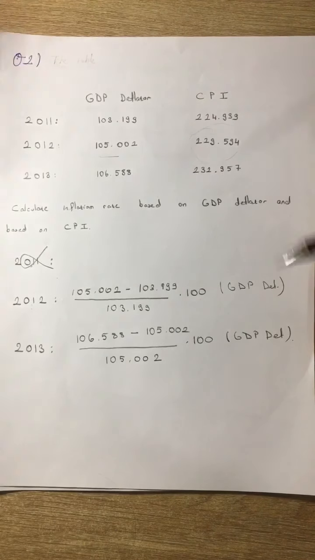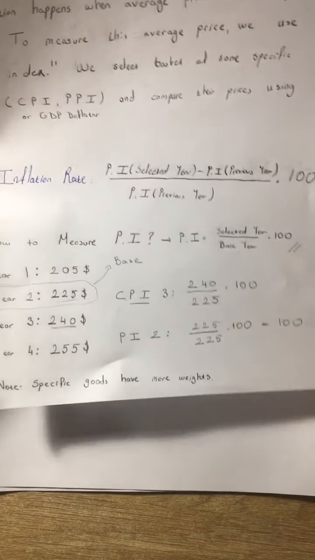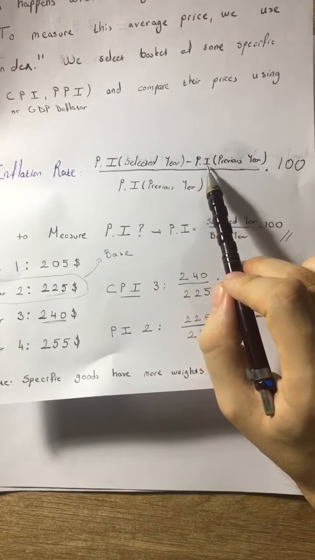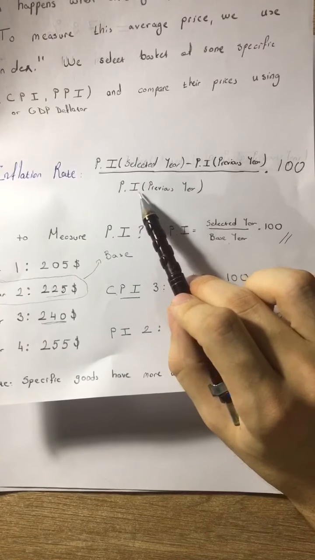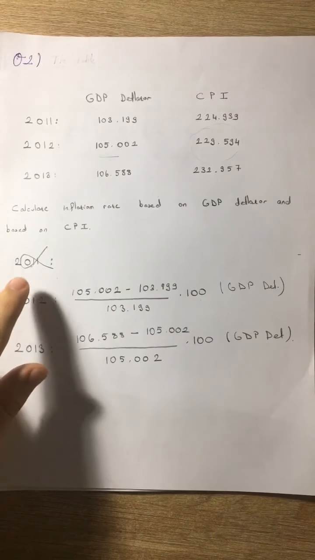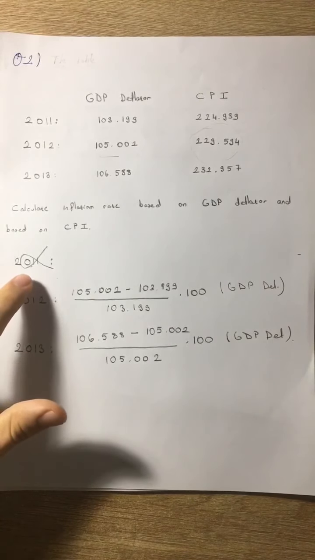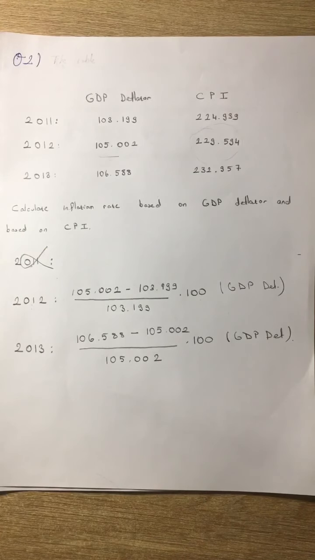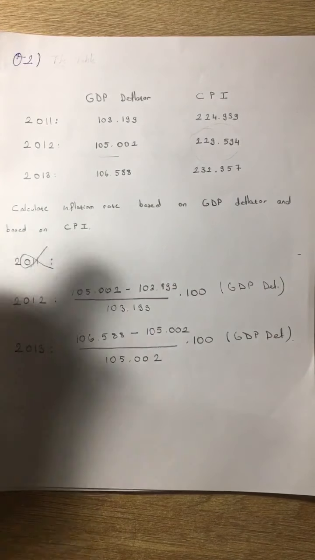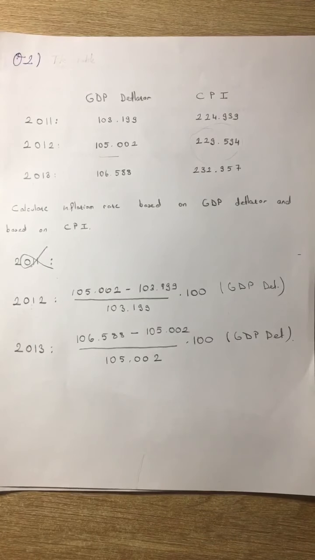Let's remember the equation for finding inflation rate. We have to write our price index of selected year, and we will subtract it by price index of previous year, and we will divide it by the price index of previous year times 100. But as you can see, we don't know the price index of 2010, so we cannot calculate the inflation rate in 2011 because the previous year of 2011 is 2010, but we cannot write the price index of 2010. We don't know it. So we cannot calculate the inflation rate in 2011. But we can calculate the inflation rate in other years.